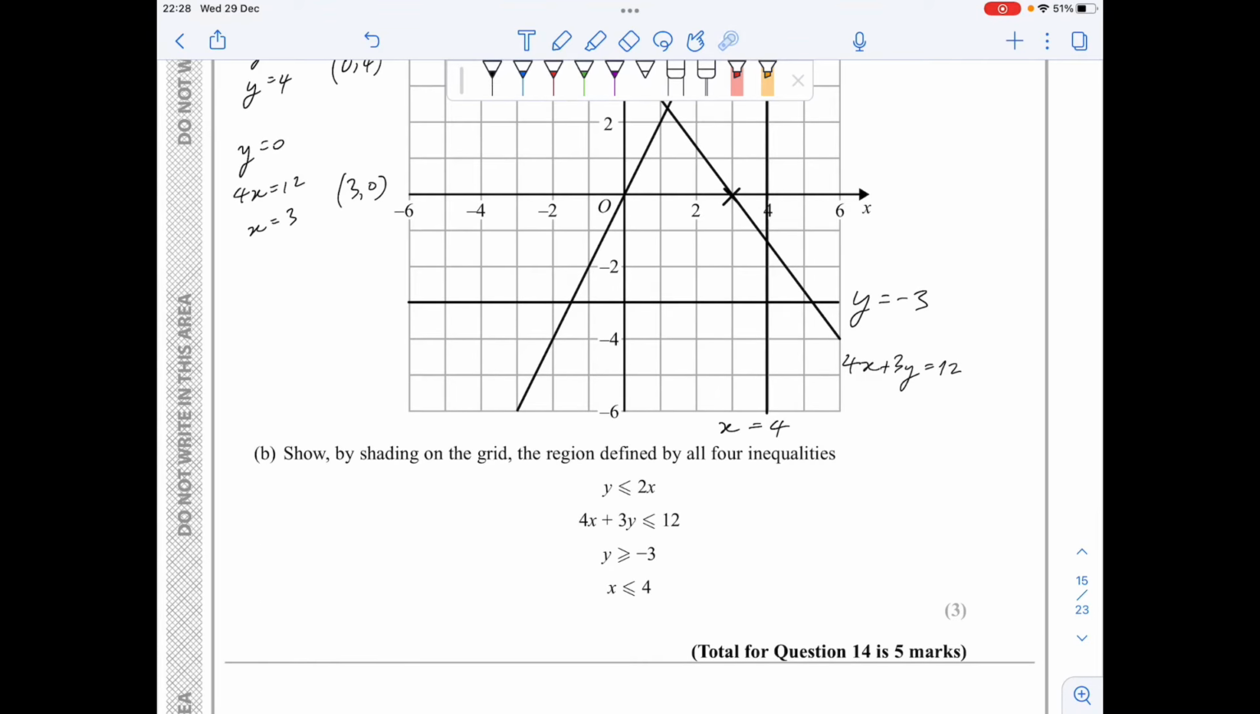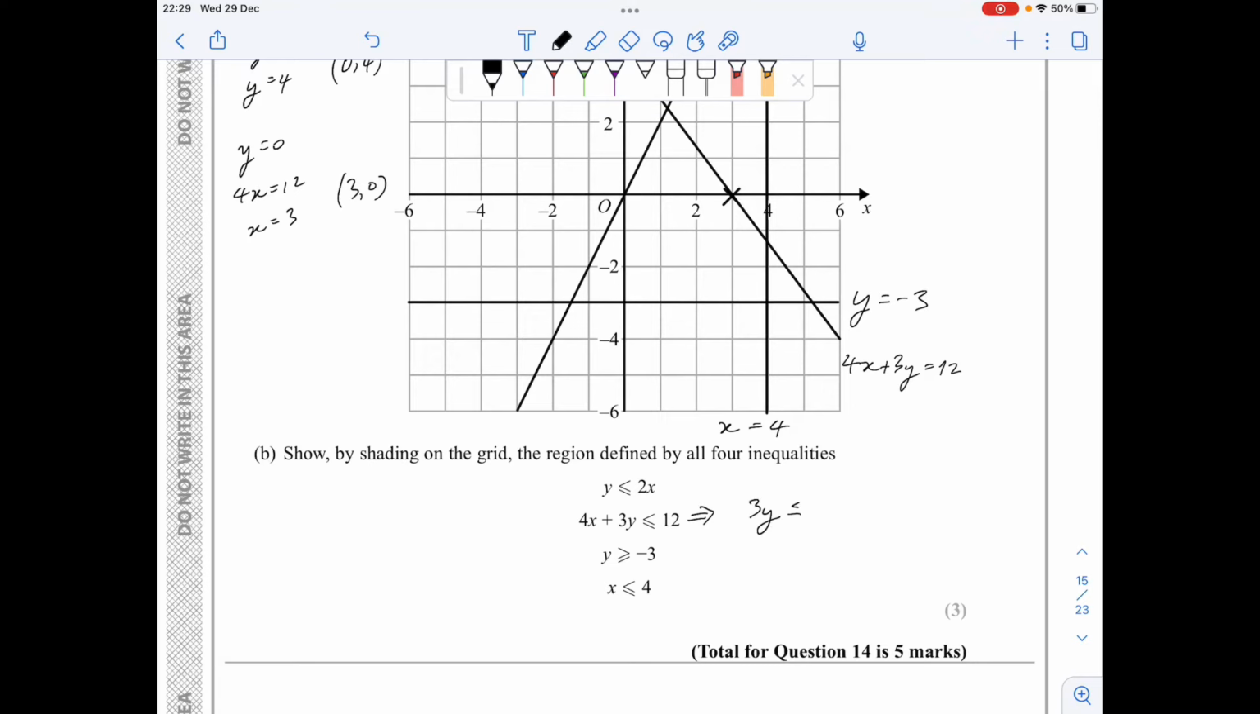Now, regarding the shading, for these three, it's pretty much obvious. For the first one, it's the region below the line because y is less than or equal to the other side. For the third one, y is greater than -3, so I want the region above the line. And for the last one, x is less than or equal to 4, so it's the region to the left of the line. And for the second one, I might need to do some rearrangement.